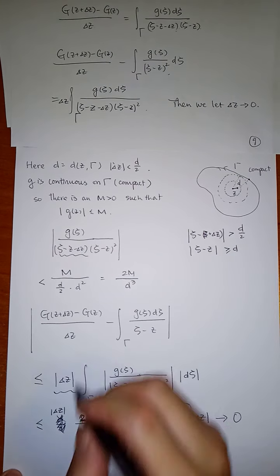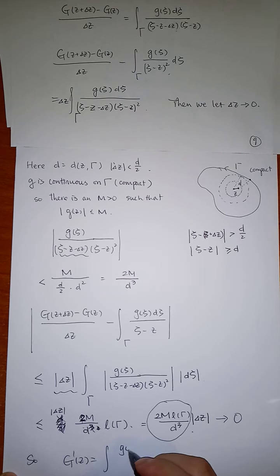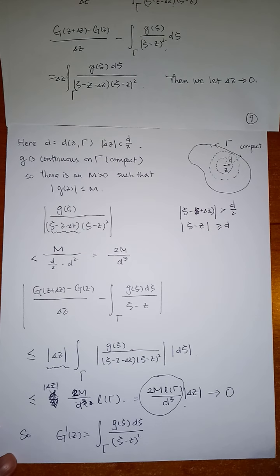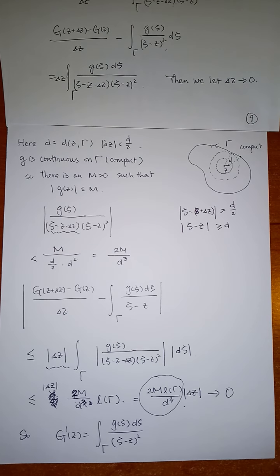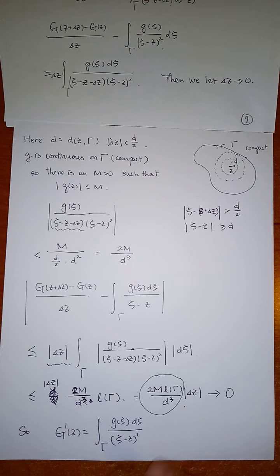Okay, so this implies G prime is equal to the integral of g(psi) d psi over (psi minus z) squared along gamma, and G is of course analytic. Okay, so we'll stop here today, and we will continue next time to the consequences of this theorem.